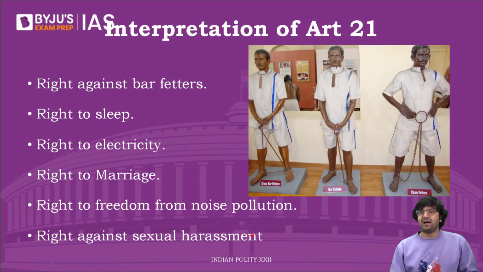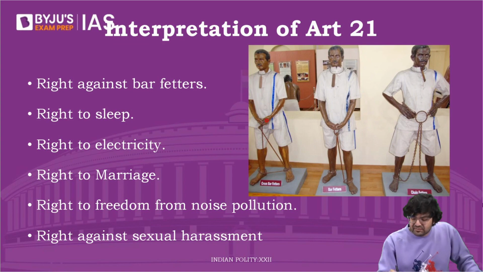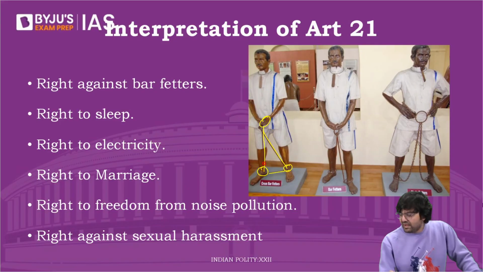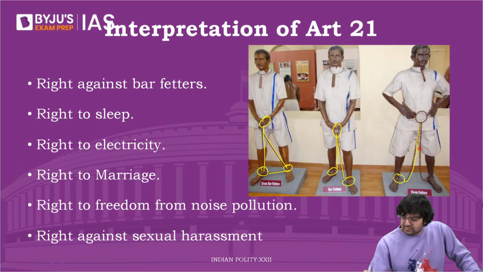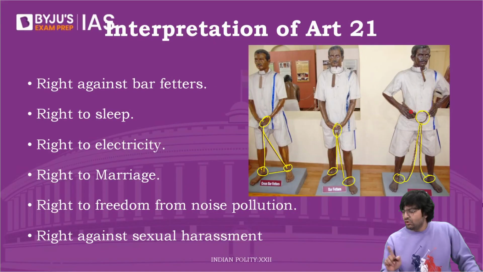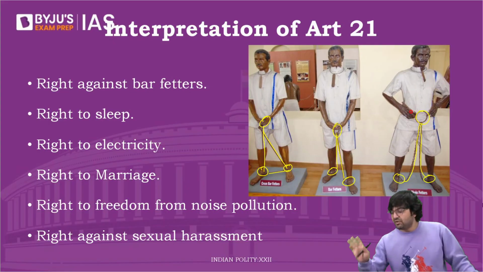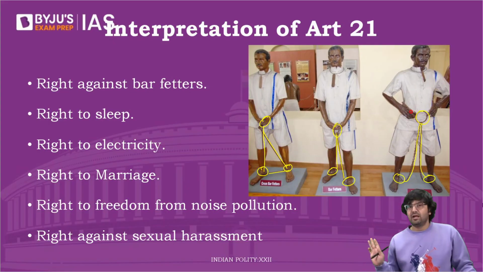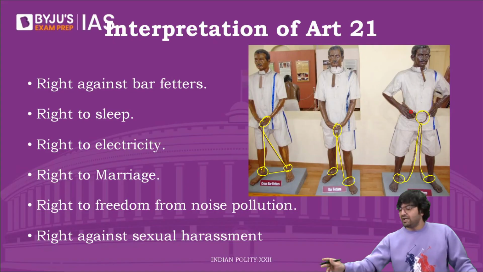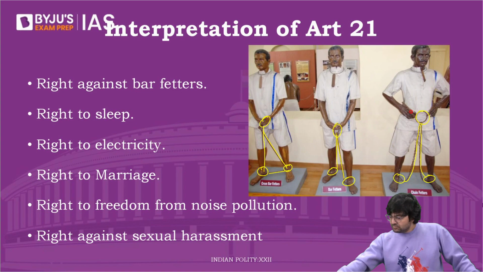Then right against bar fetters. These are called bar fetters. See, when your hands and legs are attached, this is a cross bar fetter. And when there's a chain, these are called chain fetters. So you're not allowed to be treated like this in the jail now. Right to sleep, which some of you are enjoying right now, I'm 100% sure. Sleeping and snoring, right? So right to sleep is also a part of Article 21.